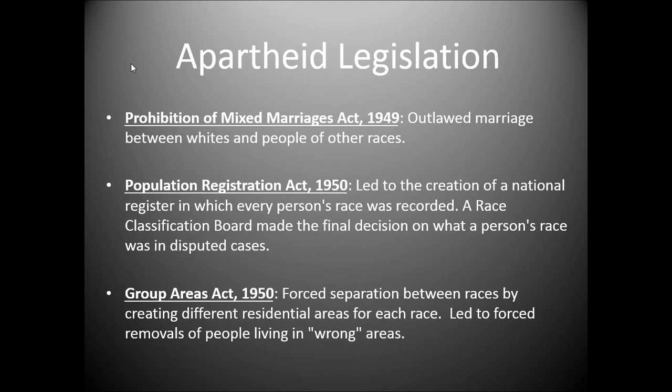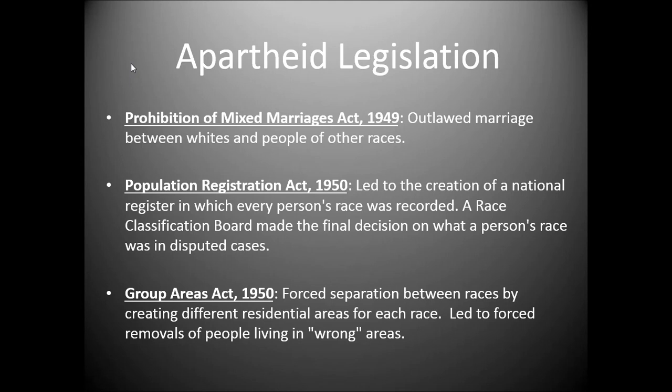You see, second one, their Population Registration Act of 1950. So basically what they did was they set up these massive racial categorization boards all across the country, and you'd have to come forward with all sorts of documentation as to your lineage, and you were then classified as being one of four different categories of people.